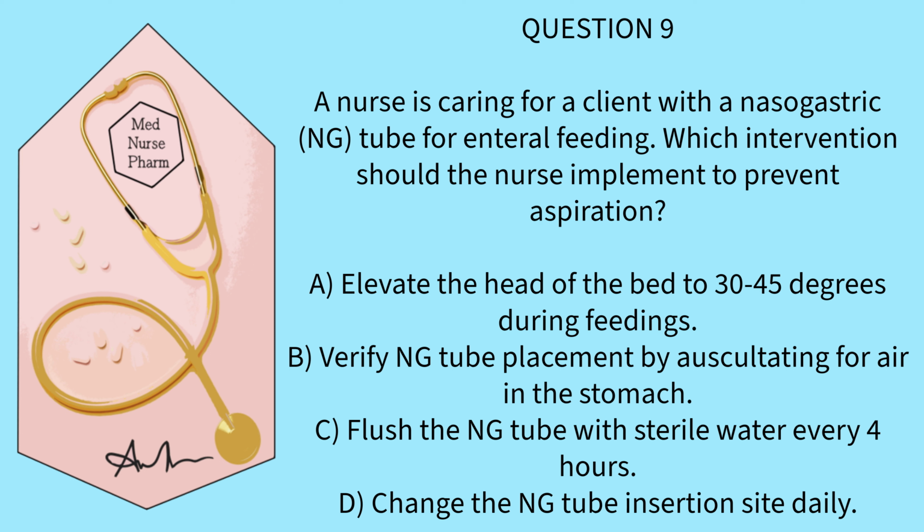Question 9. A nurse is caring for a client with a nasogastric tube for enteral feeding. Which intervention should the nurse implement to prevent aspiration? Elevate the head of the bed to 30 to 45 degrees during feedings. Verify nasogastric tube placement by auscultating for air in the stomach. Flush the NG tube with sterile water every 4 hours. Change the NG tube insertion site daily. Pause the video and select your answer.